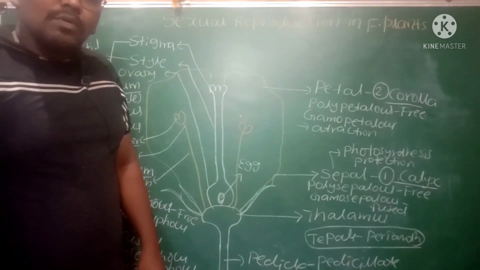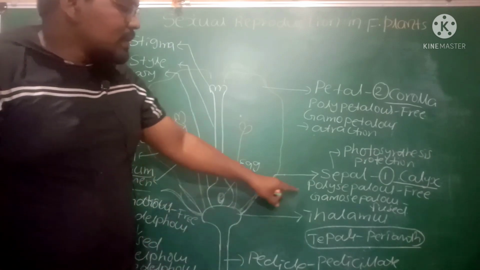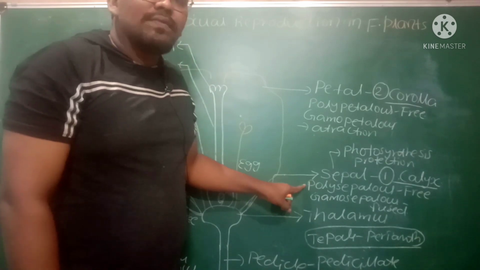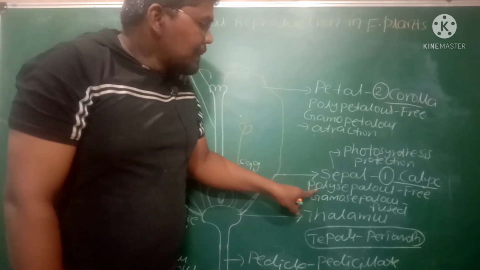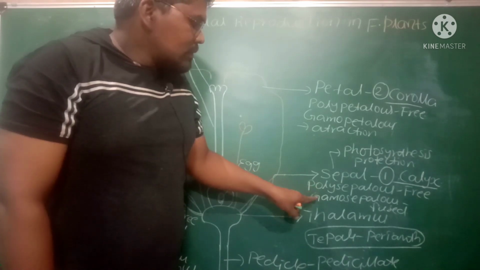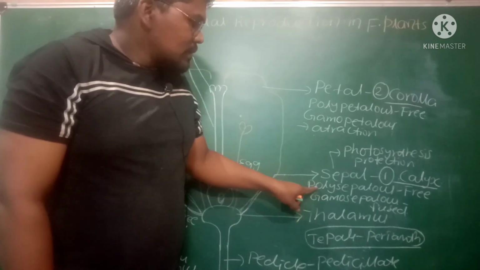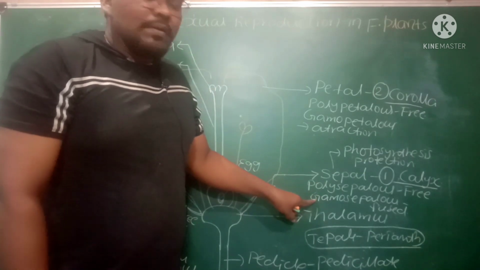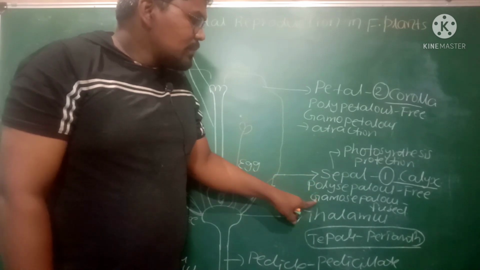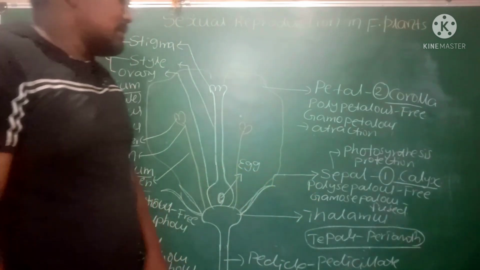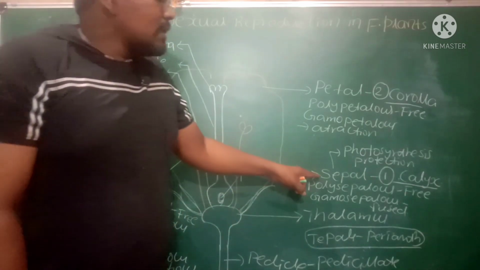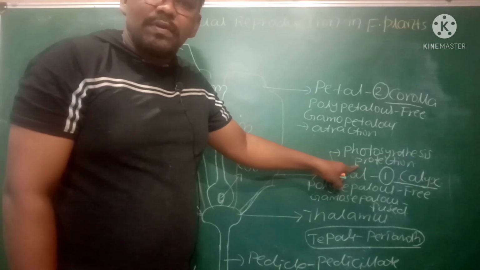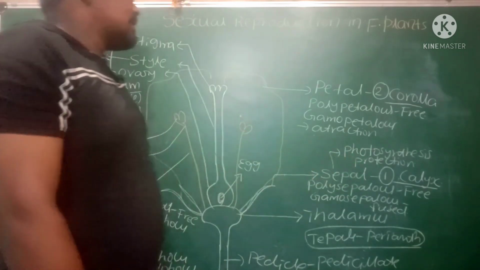If more sepals are there in a flower, they may be free or fused. If sepals are free, then that condition is called polysepalous. If sepals are fused, then that condition is called gamosepalous. Free sepals, polysepalous; fused sepals, gamosepalous. Sepals are green in color. They are used for photosynthesis and protection of the flower when the flower is in bud condition.